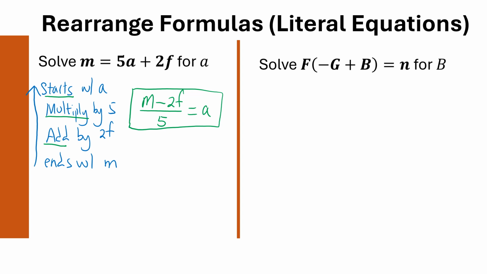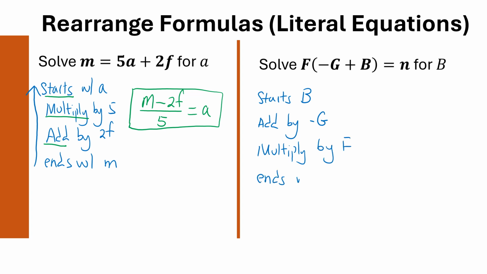So let's try the next one. The next one we're solving for b. So the equation starts with b. And then it's added by negative g, and parentheses means multiplied, so it's being multiplied by f. And then equals, so therefore the equation ends with n.